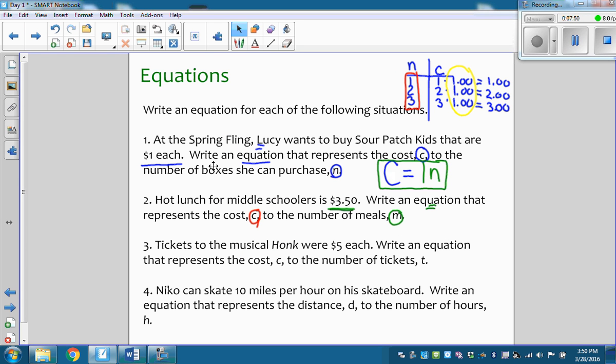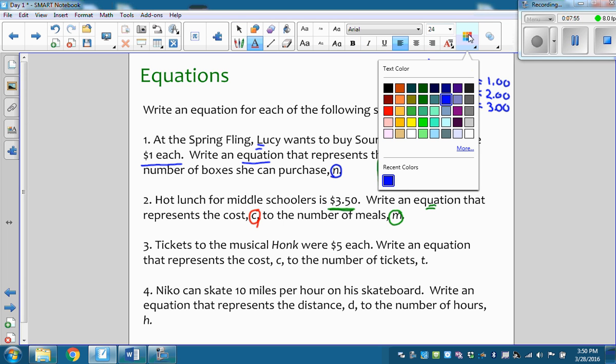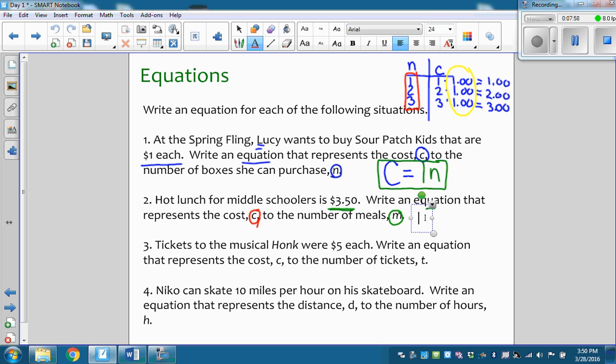So if I want to do an equation for this, I'm going to say cost is equal to the number of meals times 3.50, because for every meal I have to spend $3.50. So if I have 1 meal, I only spend $3.50, but if I bought 2 meals, I would spend $7. So since the number of meals changes, that's my variable.